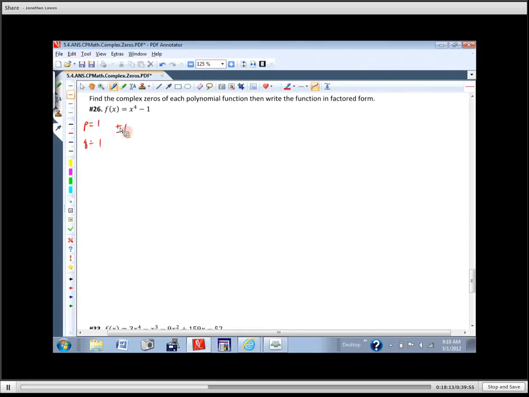Okay, so let's see. Does 1 work? Yeah, 1 does work. Okay, so let's put a 1 in the box, and then let's put, now be careful with this, 1, 0, 0, 0, and a negative 1, thank you. Good? Bring down, multiply, add, multiply, add, multiply, add, multiply, add. What does that mean about this? It is a 0, which means it corresponds to a factor of x minus 1.